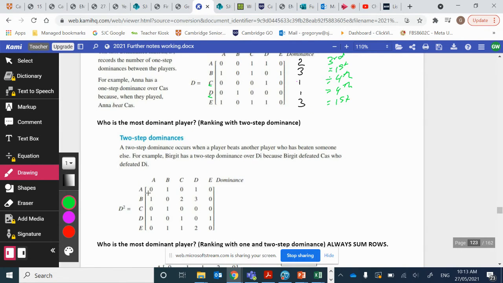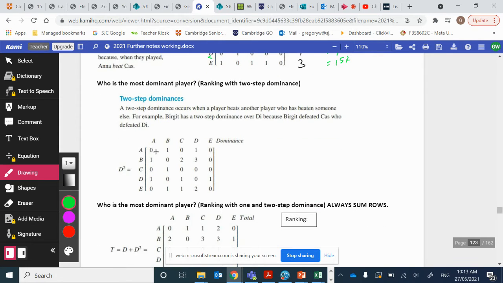Now, what we do then is we get this two-step, a player who beats another player, and we get some more scores. So A in two-step has two-step dominance over B and D. B has two-step dominance, we always sum the rows, over A. It has it twice over C, and it has it 3 times over D. So it's beaten the 3 different players that have beaten D. It's beaten 2 different players that have beaten C, but it hasn't beaten a player who's beaten E. And we have a look at E.